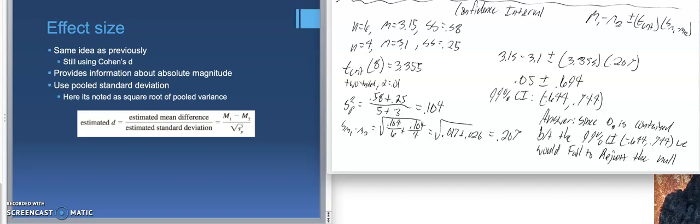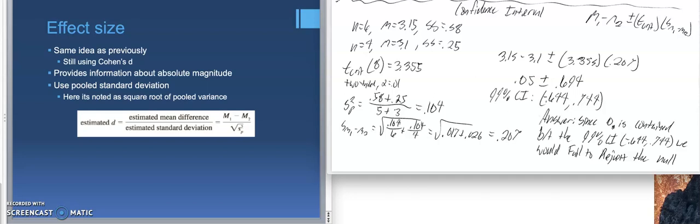Okay, folks, we're going to talk about how to do a confidence interval for a t-test with independent samples. But before we do, one last piece, the effect size. We're still using the idea of Cohen's d, but it's estimated Cohen's d.